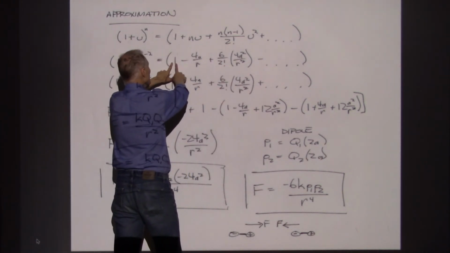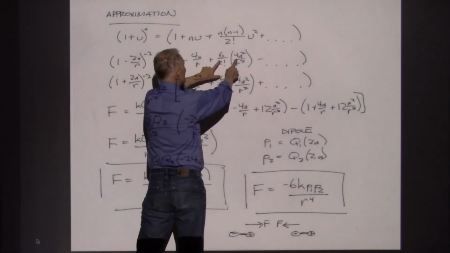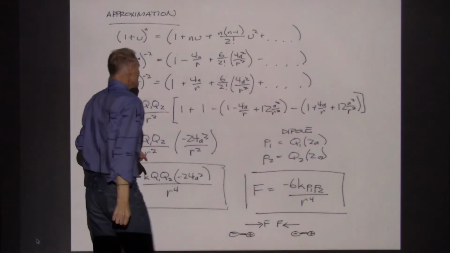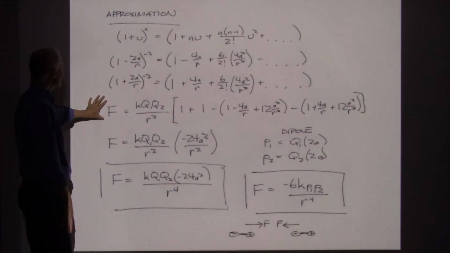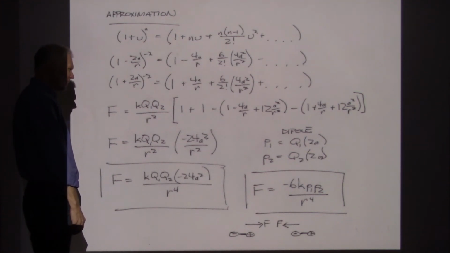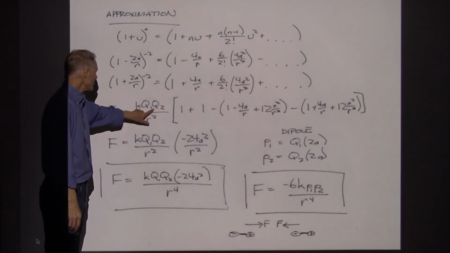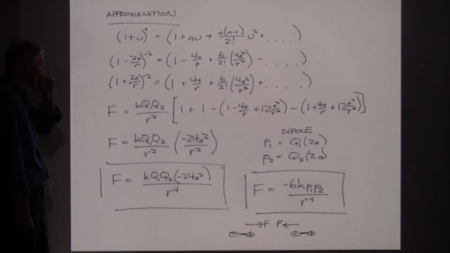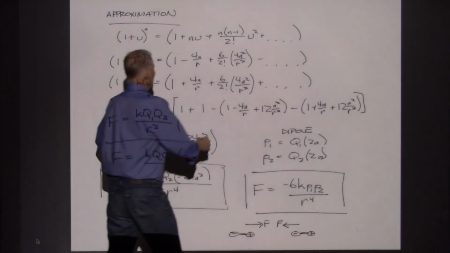Remember, this is the biggest term. This one's much smaller. This one is much, much smaller. When I do that, I'm going to get a force formula that's kq1 q2. I was allowing for the dipoles to be different values of q. That works. Okay, so the dipoles don't have to be the same q's.